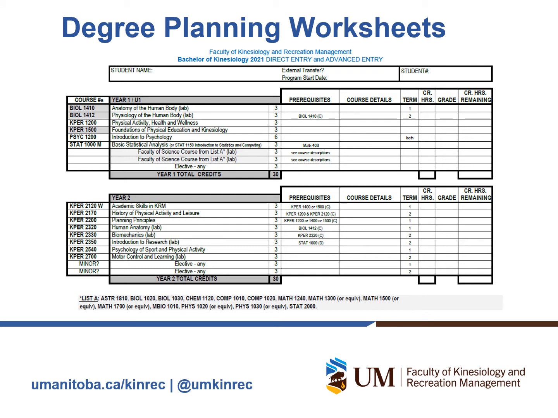Here's a glance of what the degree planning sheets look like. This here is what the first 2 years of the kinesiology degree look like. The columns show the course numbers, course names, if there are any prerequisites, which term the course is normally offered in, and at the end you can log your grades and track where you are at for your own records.